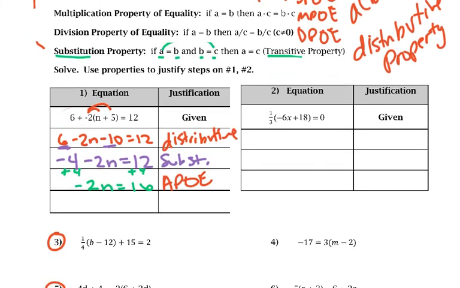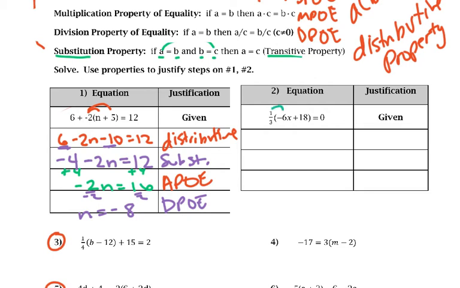So this one's going to be APOE. And then the last thing I'm going to do is divide both sides by negative 2. So I'm doing the division property of equality, and I'm going to get divide by negative 2. So I'm going to get n is equal to negative 8. And so the justification is just what is allowing you to do that, what property is allowing you to do that.